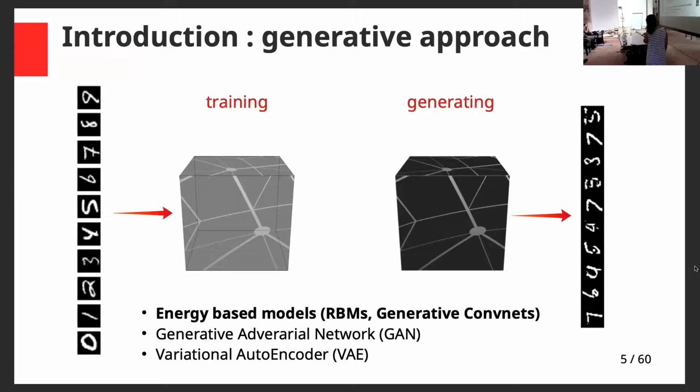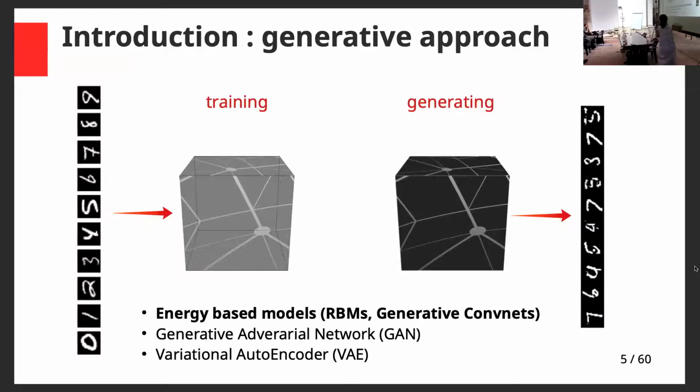As I said, I am speaking about a particular unsupervised task, which is the generative one. We want to feed a machine with data, which here will be digits. We want it to learn and to generate new data that is as close as possible to the data it initially digested.